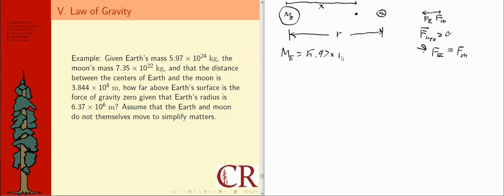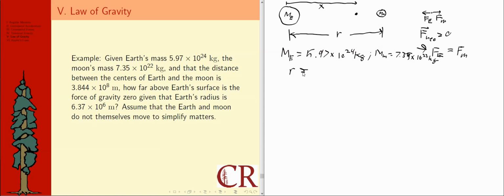But just recognize, in terms of my variables, there are numbers behind everything, right? So, in other words, I'm going to use m sub e to mean the mass of the Earth, and it's going to be equal to 5.97 times 10 to the 24 kilograms. I'm going to use m sub m to mean the mass of the moon, and that's going to be 7.35 times 10 to the 22 kilograms.